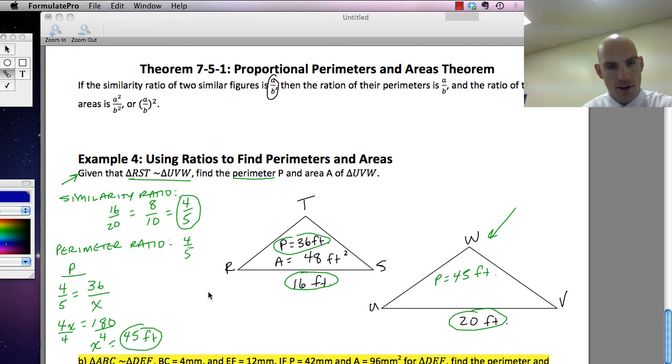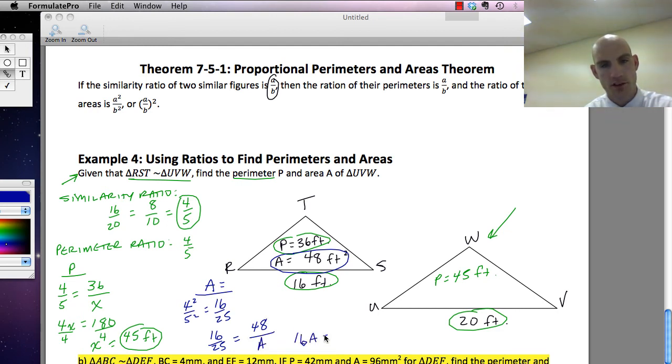Let's find area. I'm going to do area in blue. Area is going to be the ratio of the sides squared. So this is 4 squared over 5 squared, which is 16 over 25. And so 16 over 25 is equal to 48 over the area of the big one. So 16A is equal to 25 times 48. When we do that out and divide by 16 on both sides, I get that 75 feet squared is the area.